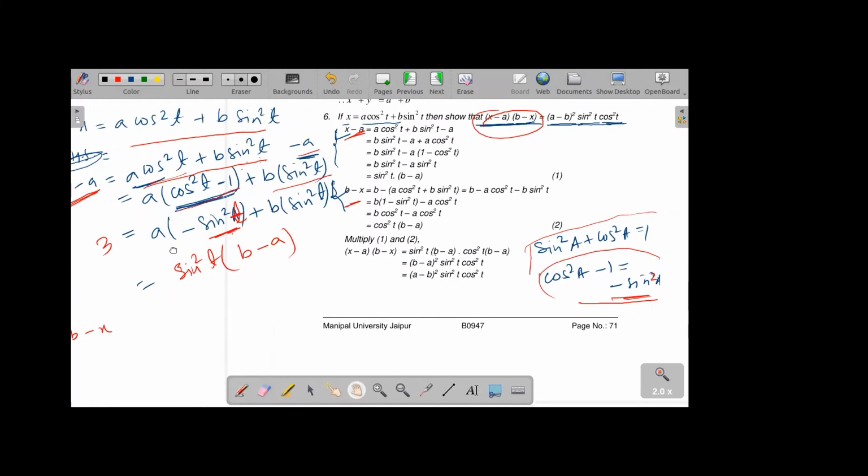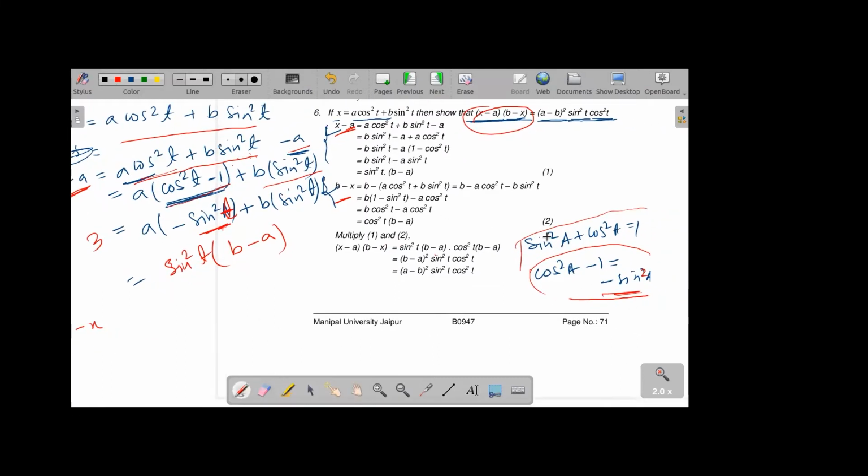Okay. Do you remember yesterday we studied this formula, sin square a plus cos square a is always 1.